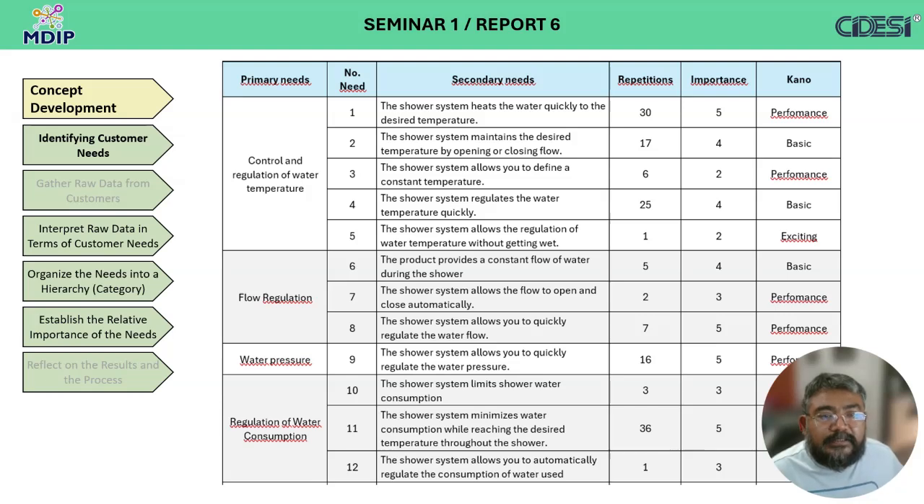In Report 6, the needs interpretation statements from 41 interviews were corrected. Similar needs were eliminated and combined. These needs were assigned a level of importance and classification using the Kano model. These secondary needs were categorized and labeled for the formation of primary needs. This information describes the list of needs that will be addressed in the following step.